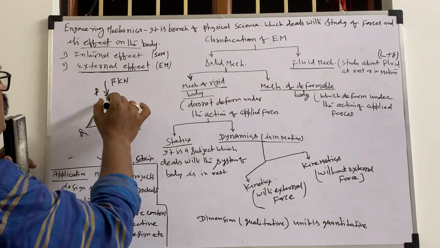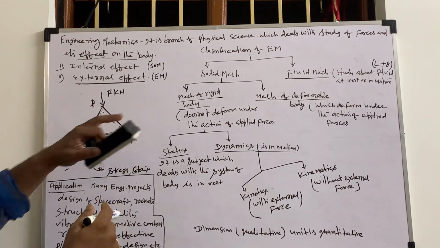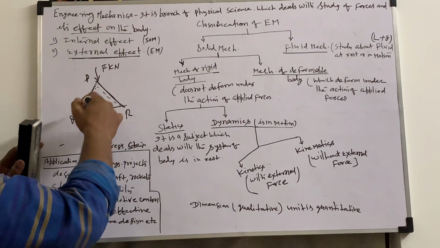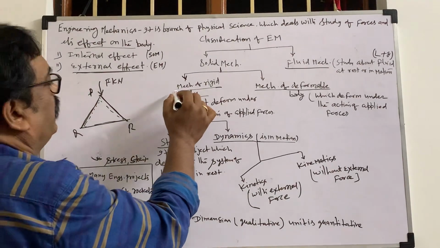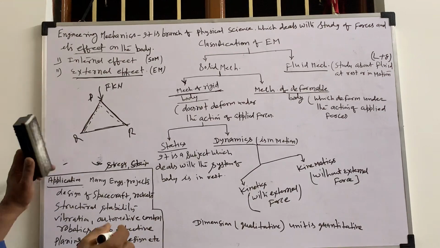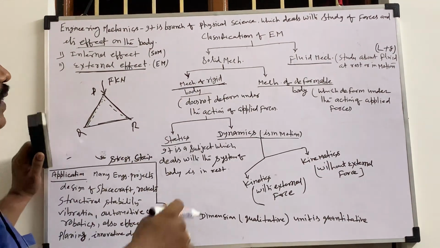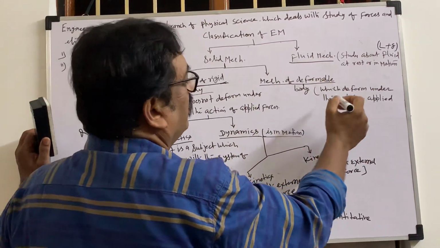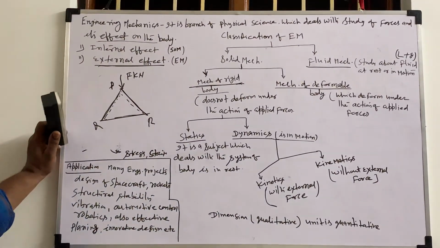In actual practice, when force is applied, definitely some deformations will be there, little deformations. If we do not assume this rigid body, we cannot find out the force in bars PQ and PR. So to solve the question, in engineering mechanics the body should be assumed rigid. But mechanics of the deformable body is studied in strength of material, where the body deforms under the action of the applied forces.